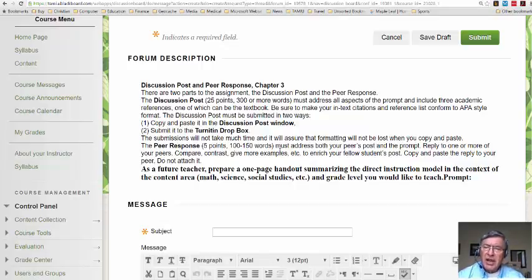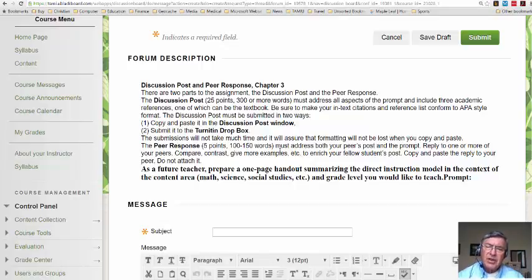Basically a one-page handout of what you would do, and that's probably more than the 300 words here. Don't worry about if it's a full page or not a full page. Just think of being complete here.